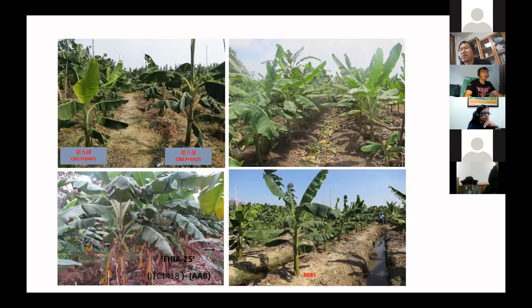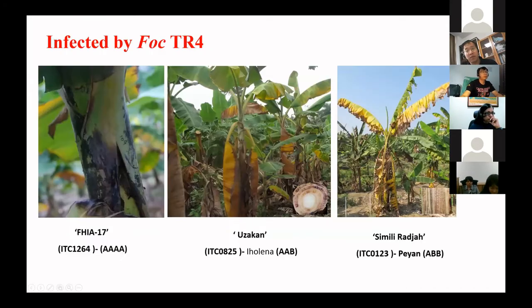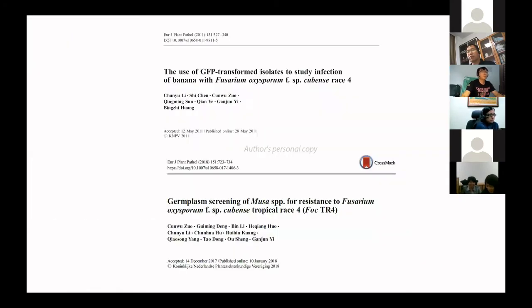These slides show our field work. We will see the field 25 is very highly resistant to TR4. It looks healthy. But for some of the varieties, like the field 17, Utasa, this is a Holland variety, and this is ABB variety, the symptom looks very serious in the field. Maybe they are sensitive to TR4. The above results we published several years ago, and one of the results was published in recent years.